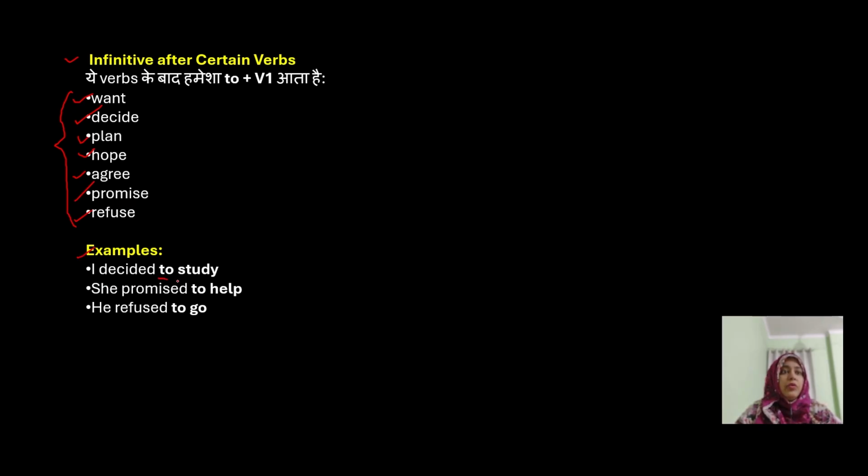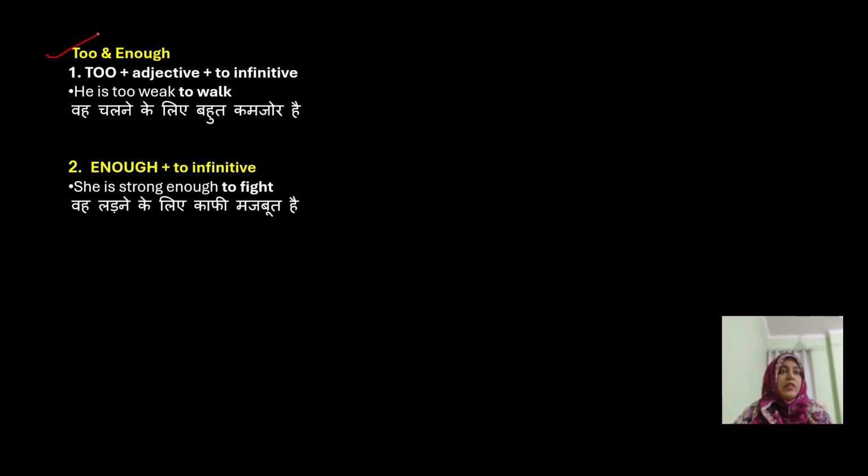Okay, let's see the example. I decided to study. Decide is the verb. So what is coming? To. She promised to help. Promise is a fixed verb where you have to use the infinitive after it. He refused to go. You can see refuse here. Refuse is a fixed verb where you have to use the infinitive after it. Fine. So these are the certain verbs where you have to use infinitives. Please remember and note them. It is very important.